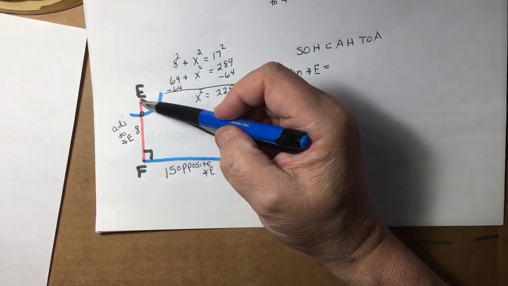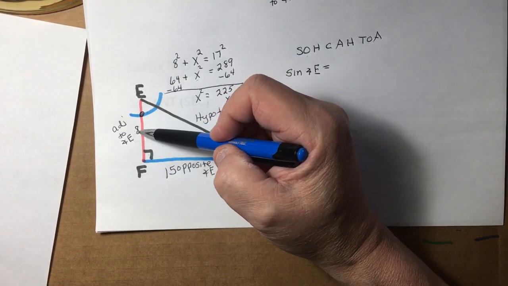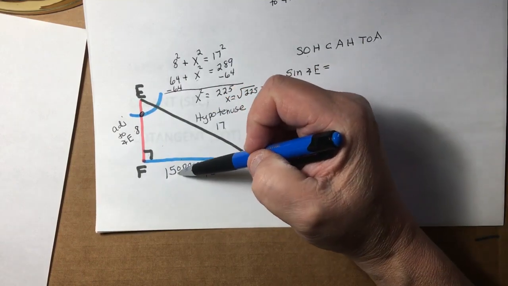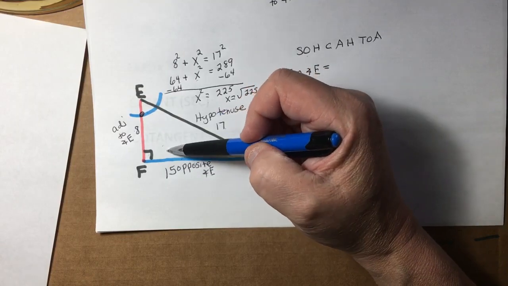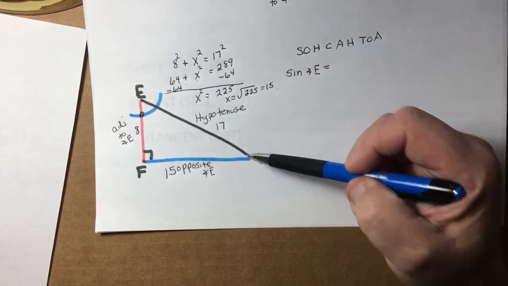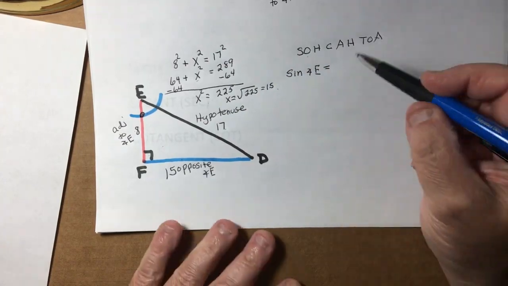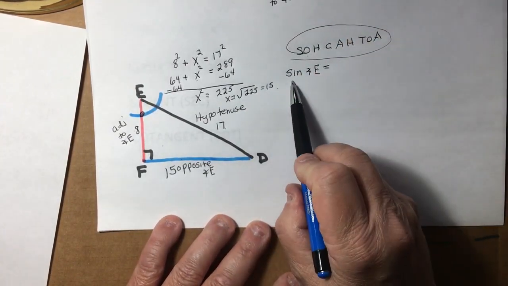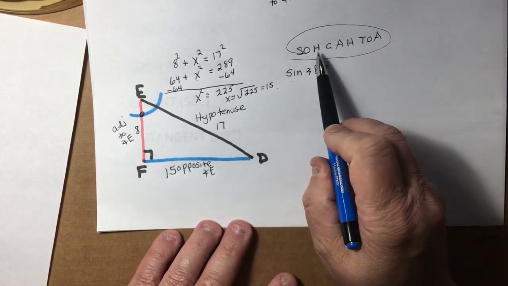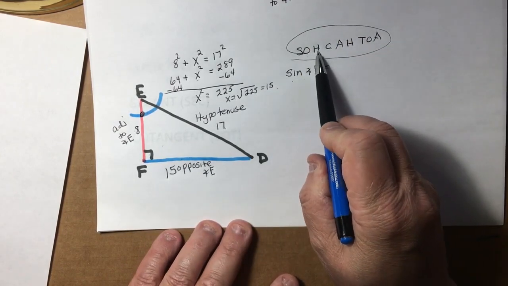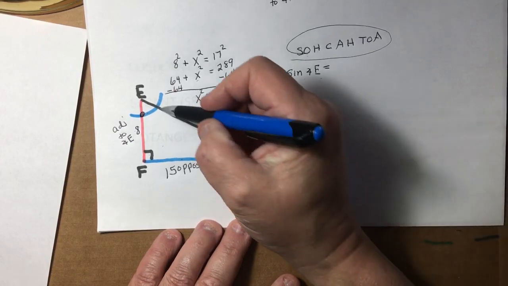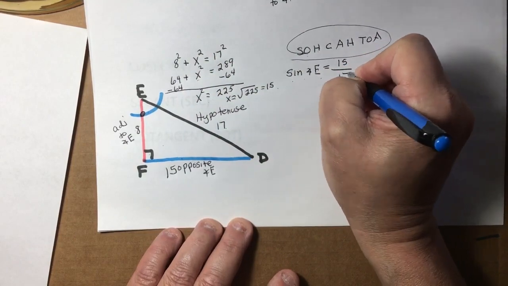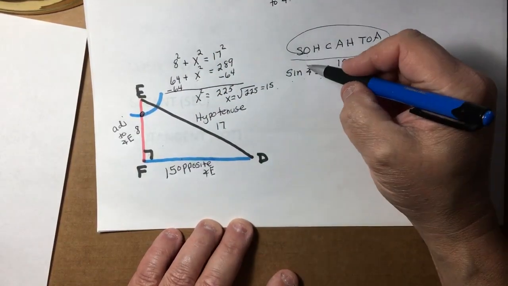Here's angle E. Its adjacent side is 8. That means it touches the angle. Its opposite side is 15. That means it's the side that doesn't touch the angle. And the hypotenuse is the hypotenuse. So here we have our acronym SOHCAHTOA. Now we'd like the sine of angle E. Well, opposite over hypotenuse, OH. The opposite is 15, and the hypotenuse is 17. That's the sine of angle E.